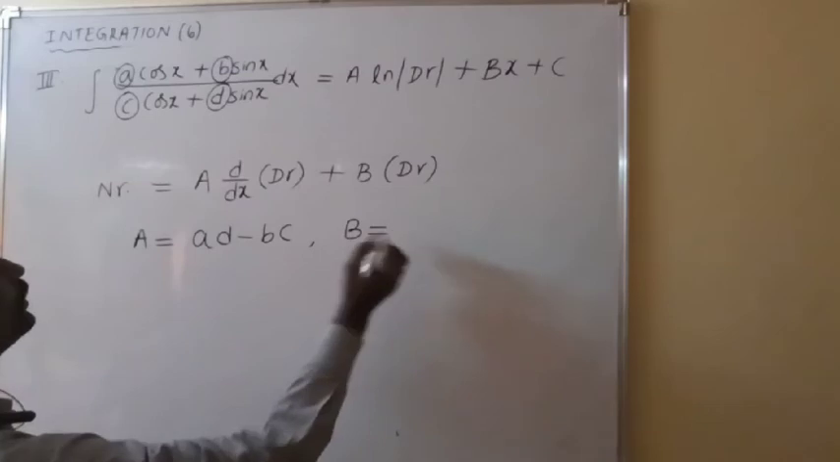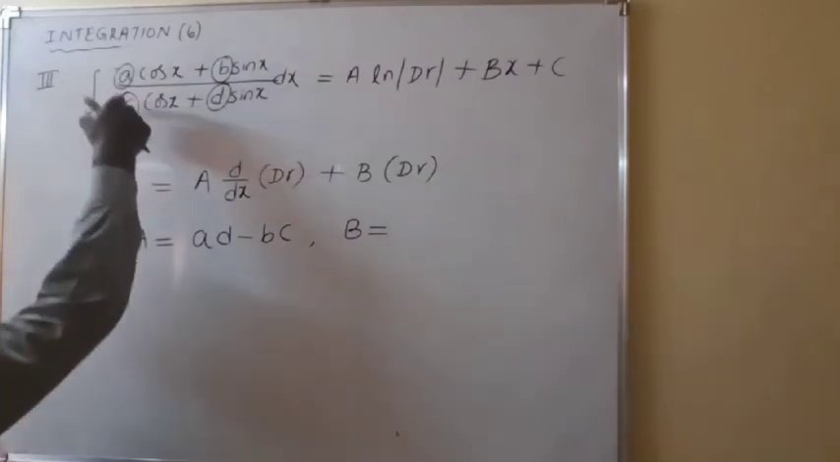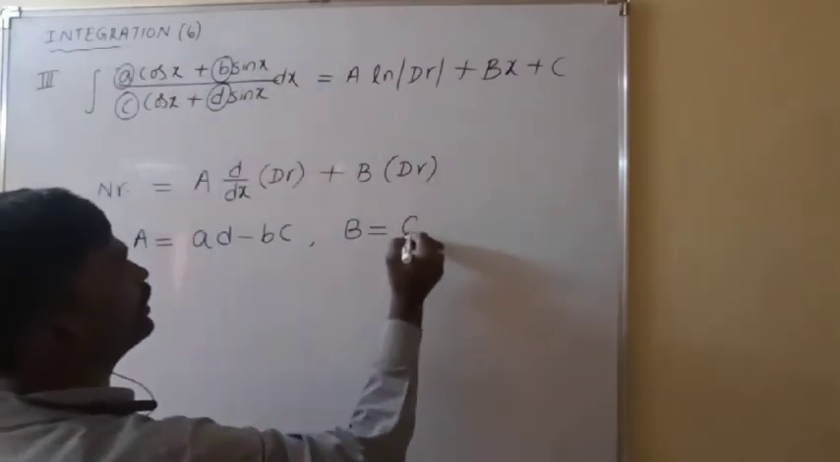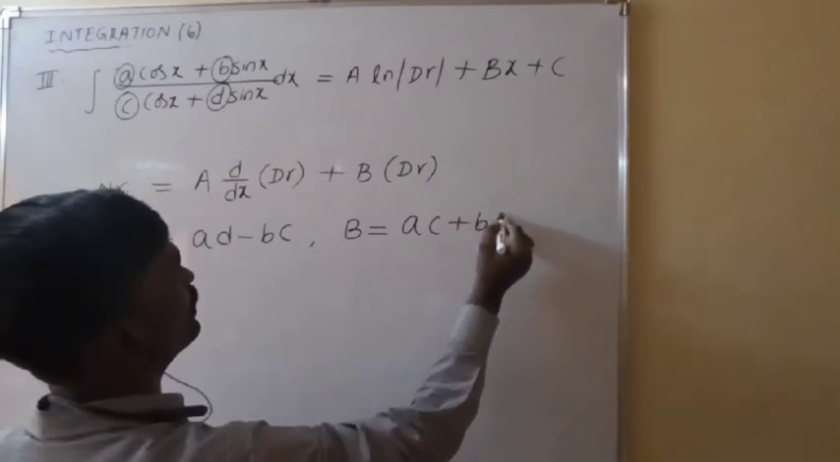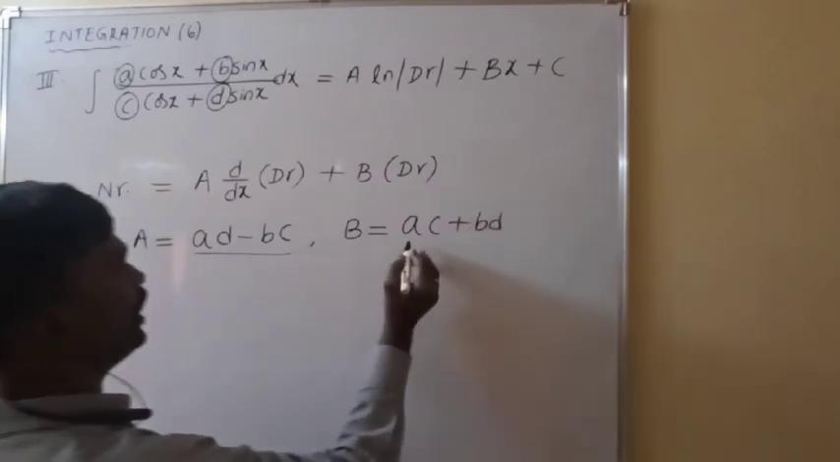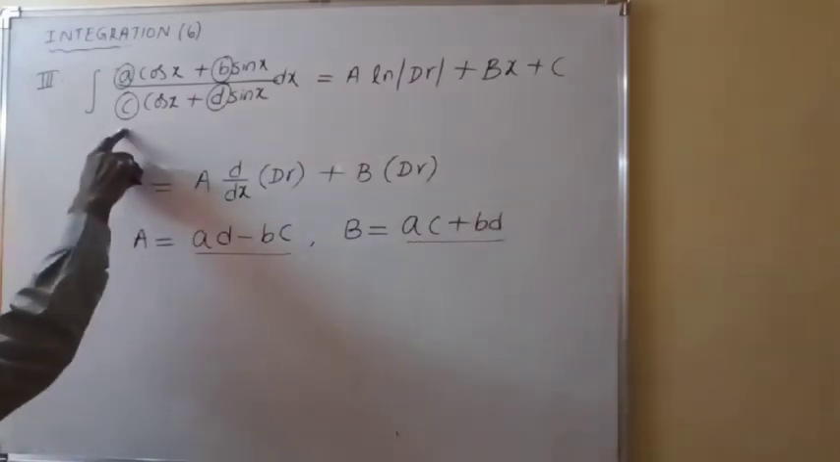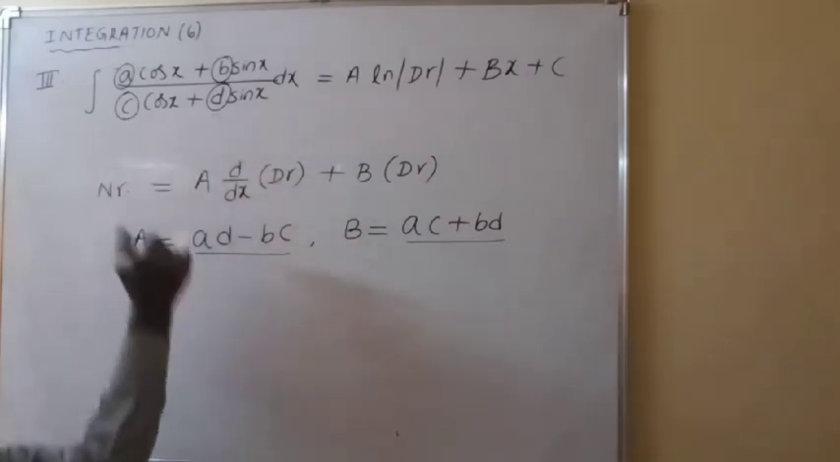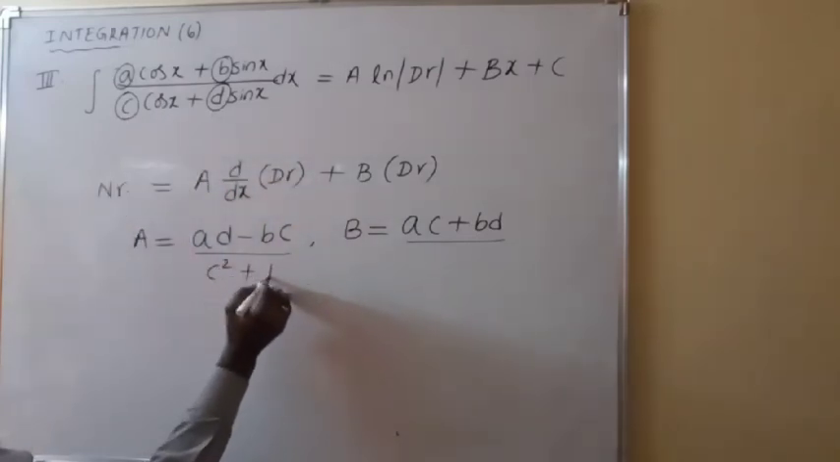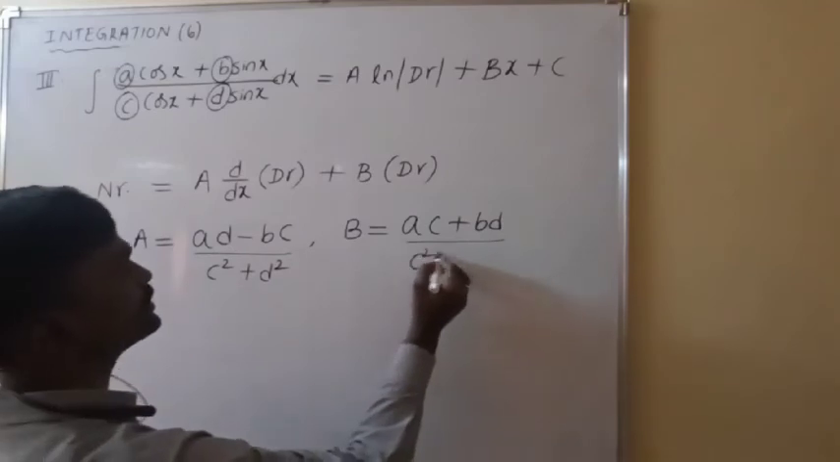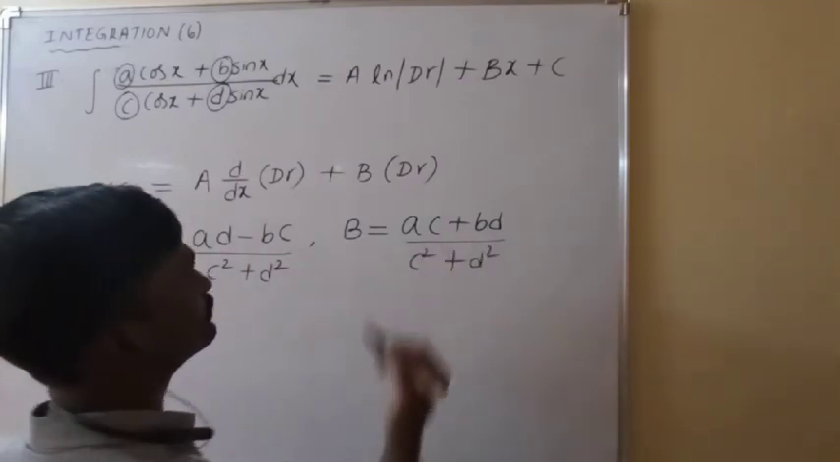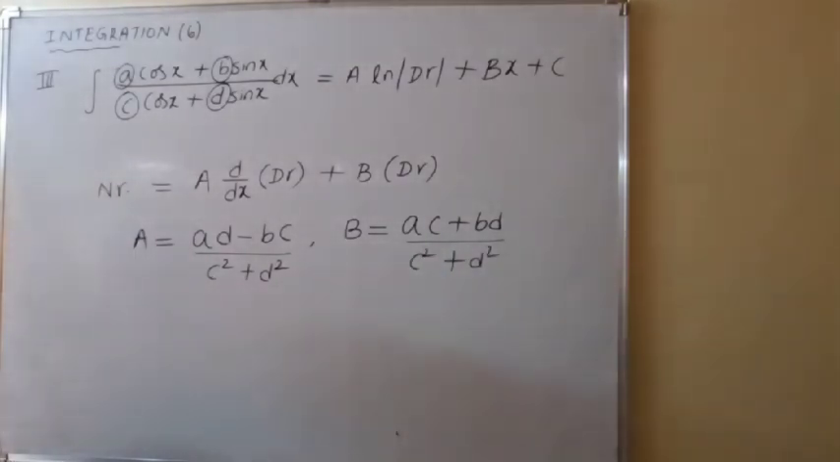Capital B is equal to AC plus BD, divided by, here the denominator coefficients are C and D, so C square plus D square. So this is the shortcut formula.